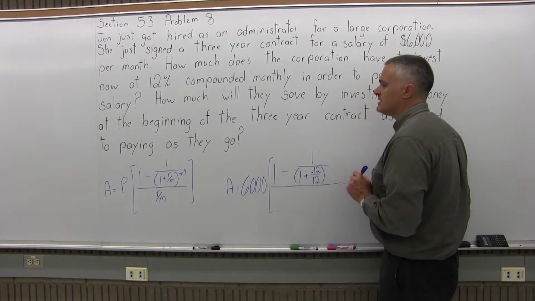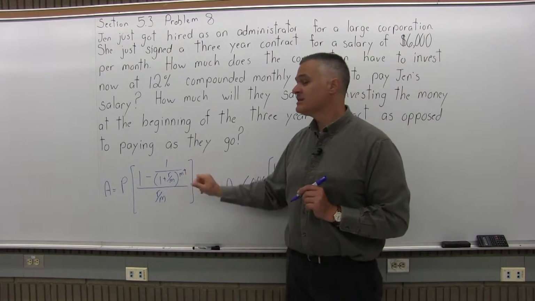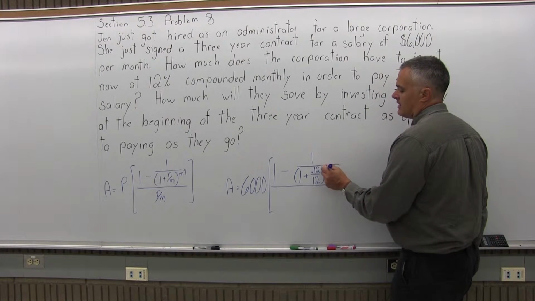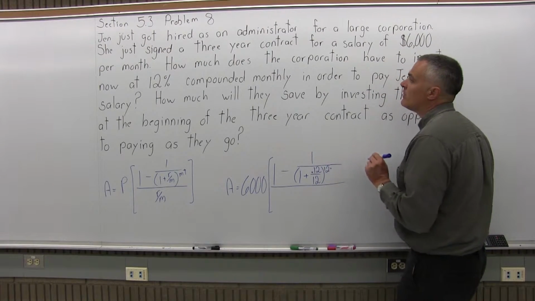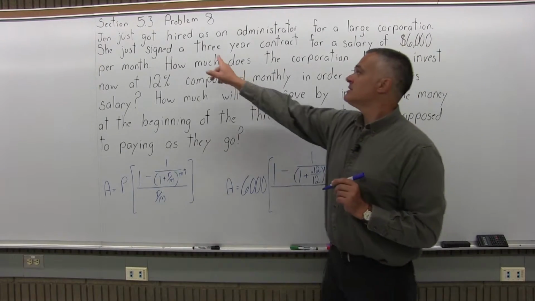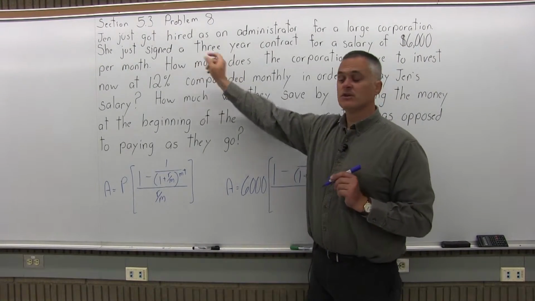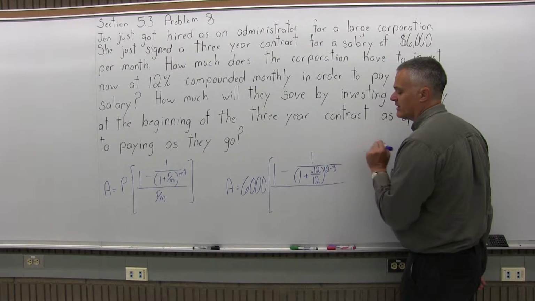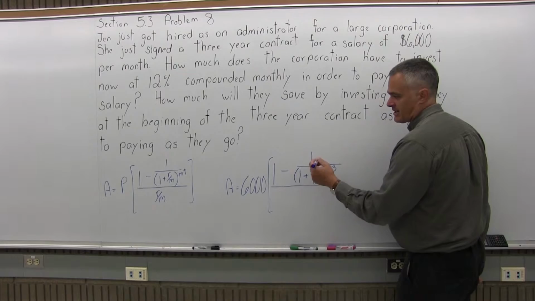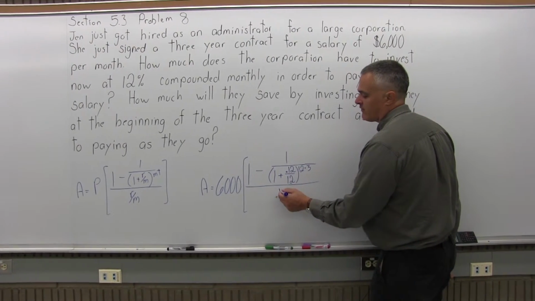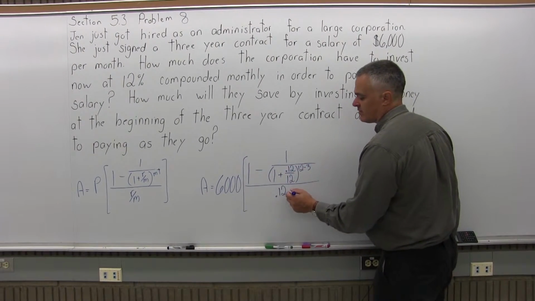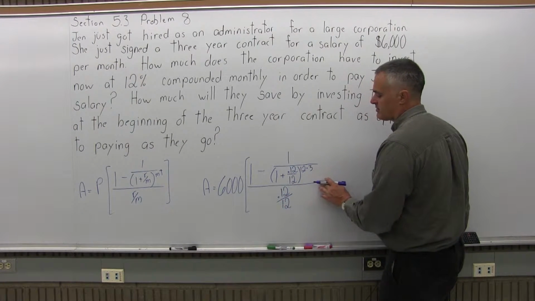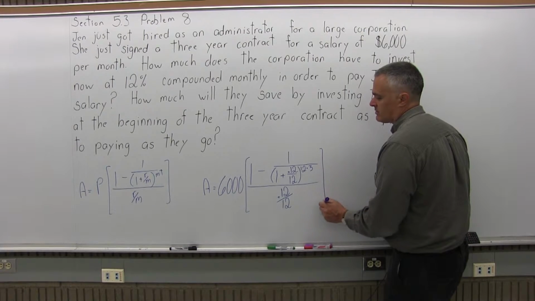Close the parentheses, and it's to an exponent of m times t. So m, again, is 12 for the monthly payments and monthly compounding. And t is the number of years. So in this problem, t is 3. It's a 3-year contract. So the exponent m times t is 12 times 3. And in the denominator of the brackets, r over m again. So 0.12 for the r, the rate as a decimal, and 12 for the m, the type of compounding and the number of payments per year. I'll close the brackets.